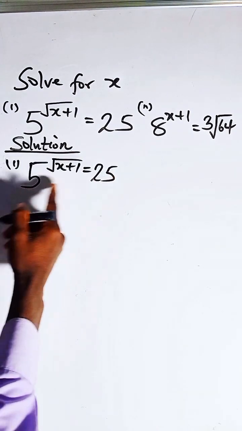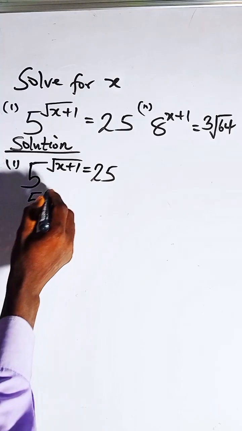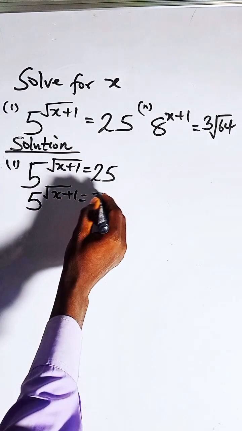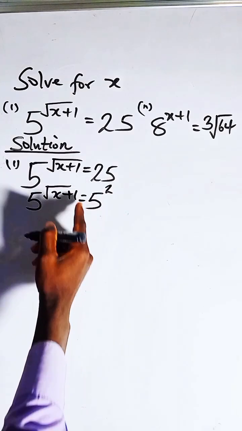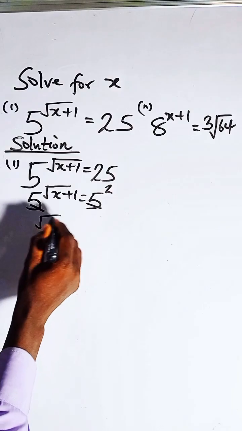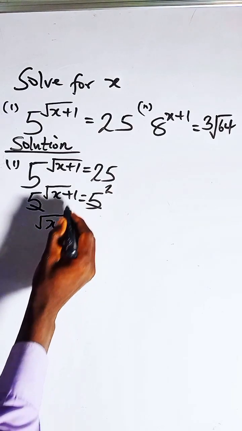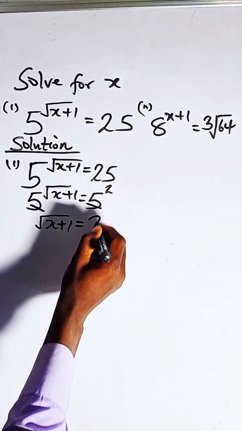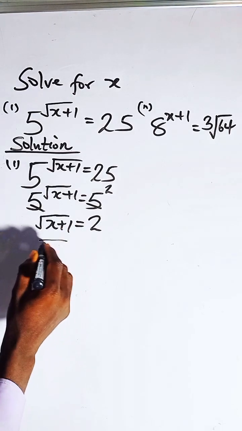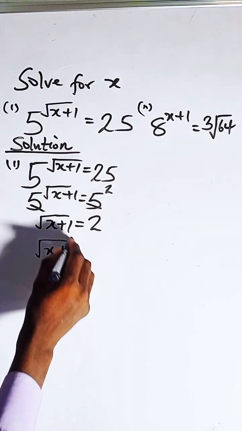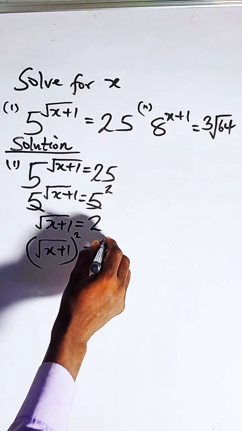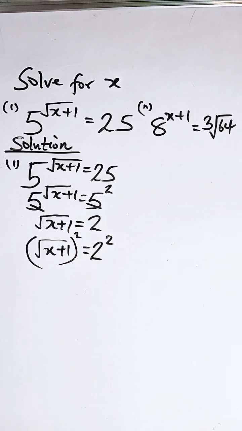So let us have the same base. We have 5 raised to the power of the square root of x plus 1 equals, for 25 we have it as 5 squared, which represents 25. So let us have the square root of x plus 1 equals 2. But we need to take the square of both sides, so we have the square root of x plus 1, squared, and here we have 2 squared.